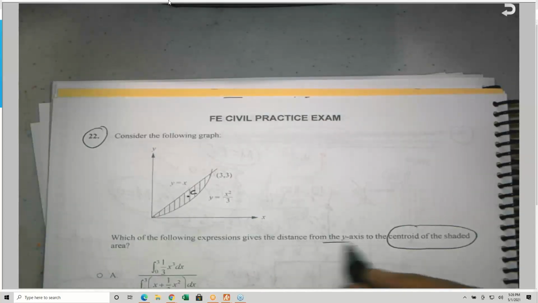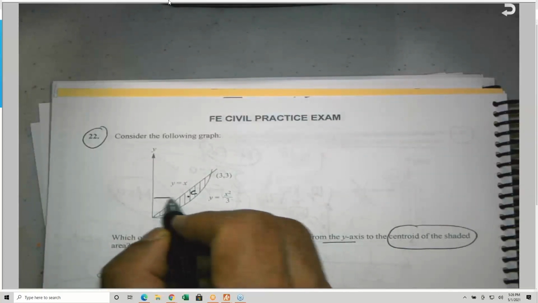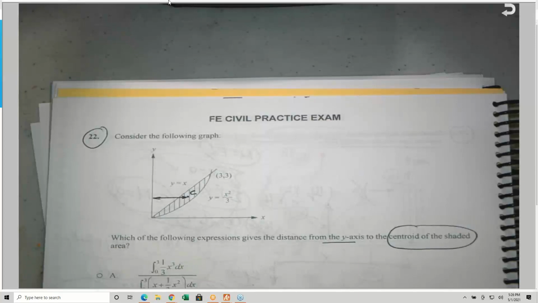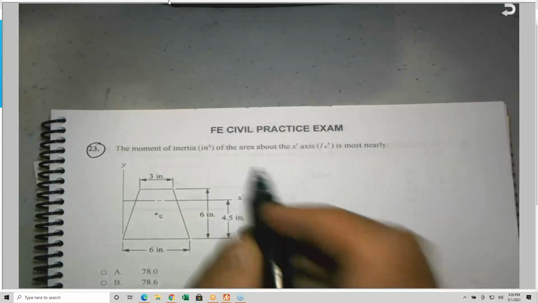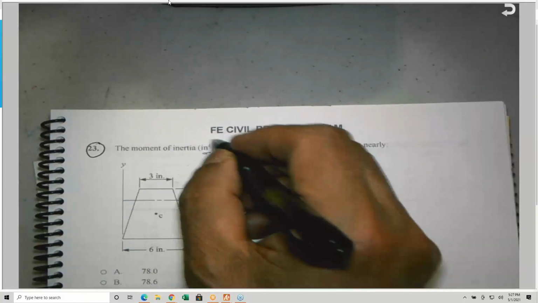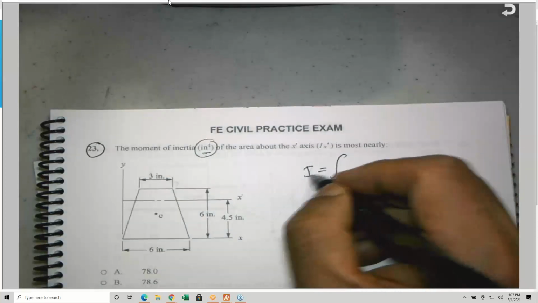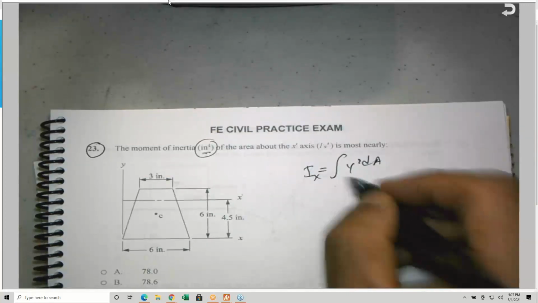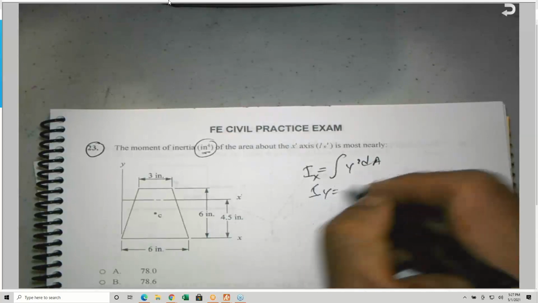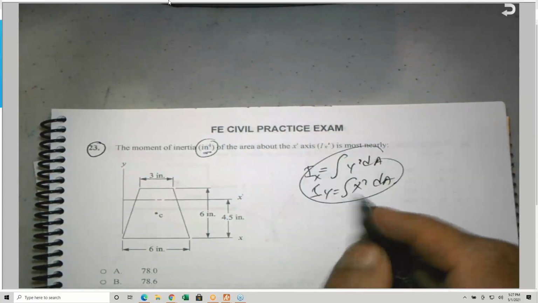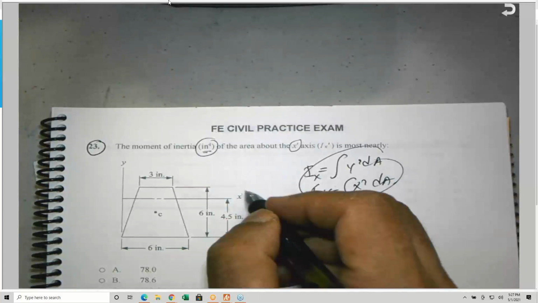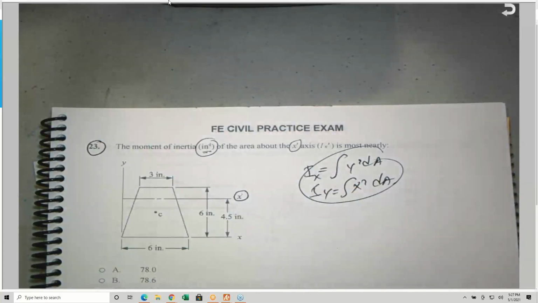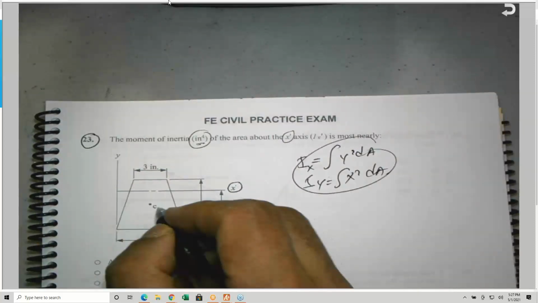The distance from the y-axis to the centroid of this area, which is this here, measured to the y-axis. And we are going to see this, for example, the moment of inertia. The moment of inertia is to the 4th power, because we know Ix, for example, is the integral of y squared dA, or Iy is equal to the integral of x squared dA, as you know, so it is a 4th power, of the area about x bar. So here it is, x bar. And here C stands for centroid.